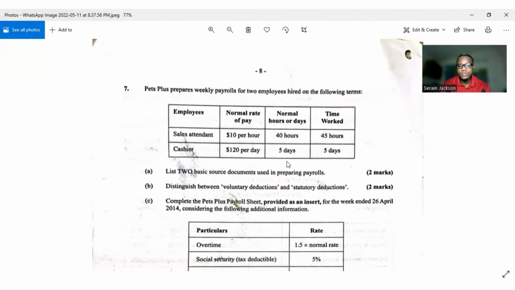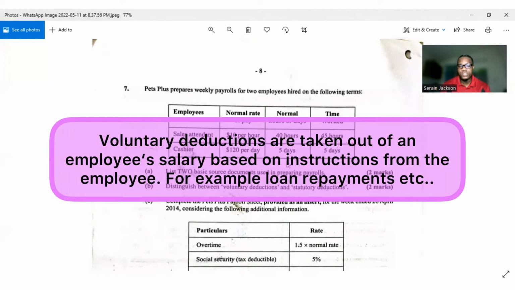Part B, it says distinguish between voluntary deductions and statutory deductions. Now, voluntary deductions are deductions that are taken out of your salary based on the instruction of the employee. So, for example, you want to pay your car loan, and you instruct your employer to take that money out of your salary to pay the bank. Or, you take furniture on hire purchase and you instruct your employer to make payments from your account on your behalf. So that's voluntary deduction.